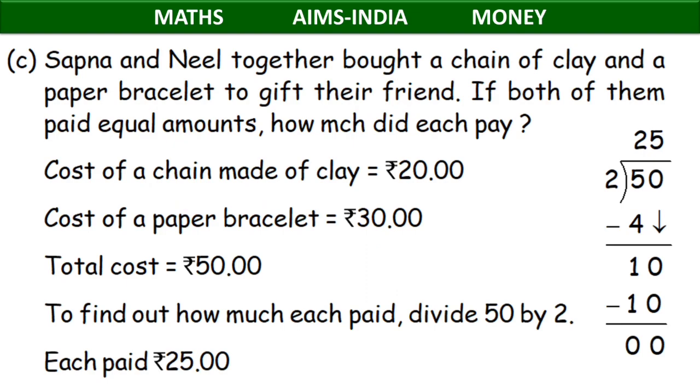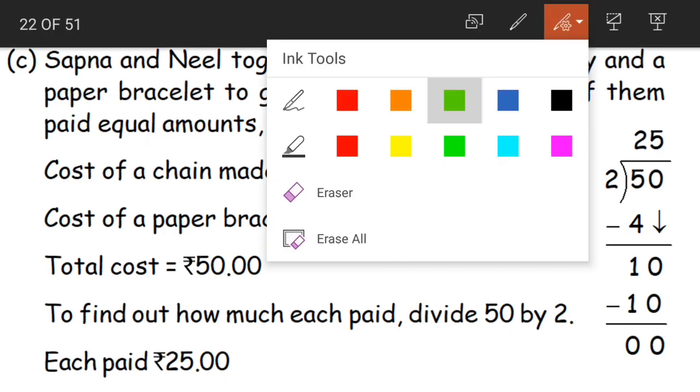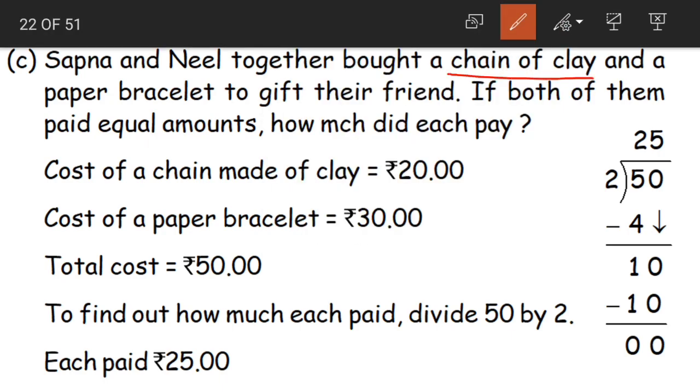If both of them paid equal amounts, how much did each pay? Here we have Sapna and Neil. They both together, you also might be doing it sometimes, right? You and your friend together, you add up both of your money and give a single present to your friend. In the same way, here Sapna and Neil together bought a chain made of clay and also a paper bracelet. They both together bought these two items to gift their friend.